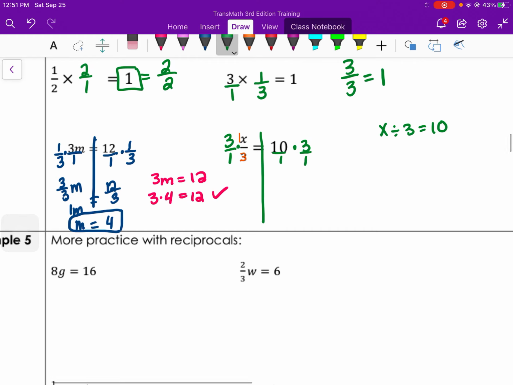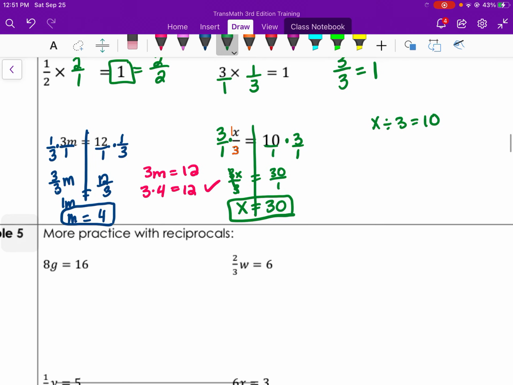And you can make it all fractions if you'd like. Because then what happens is we're going to get a 3 times x on the top and a 3 times 1 on the bottom. So a 3x over 3. On the other side, we get 10 times 3 is 30 over 1 times 1 is 1. Then 3 divided by 3 simplifies to just a 1x. And then 30 divided by 1 is 30. So x equals 30.